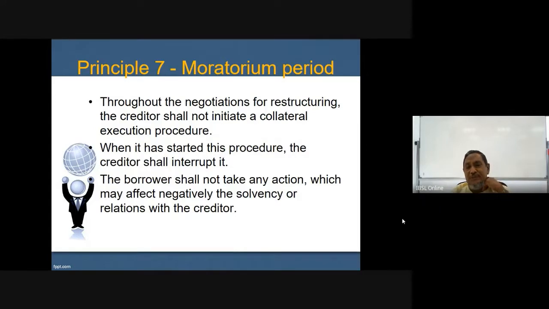What is moratorium? Throughout the negotiation for restructuring, the creditor shall not initiate collateral execution procedure. Negotiations are going on. The bank should not take any action for recovery of the facility by liquidating assets or filing legal action. When it has started this procedure, the creditor shall interrupt it. The borrower shall not take any action which may affect negatively the solvency or relations of the creditor.